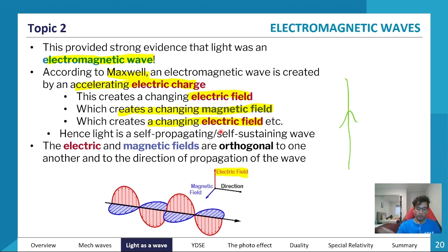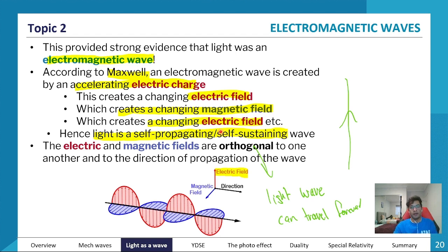And because of this, Maxwell called light a self-propagating or self-sustaining wave. So essentially, a light wave can travel forever, because it doesn't really need its source of energy.